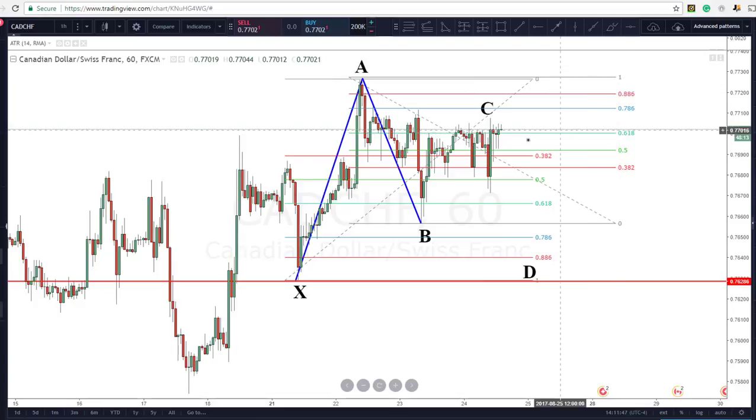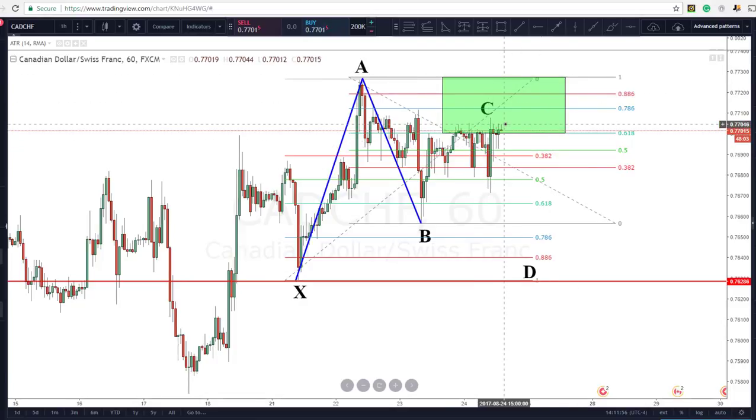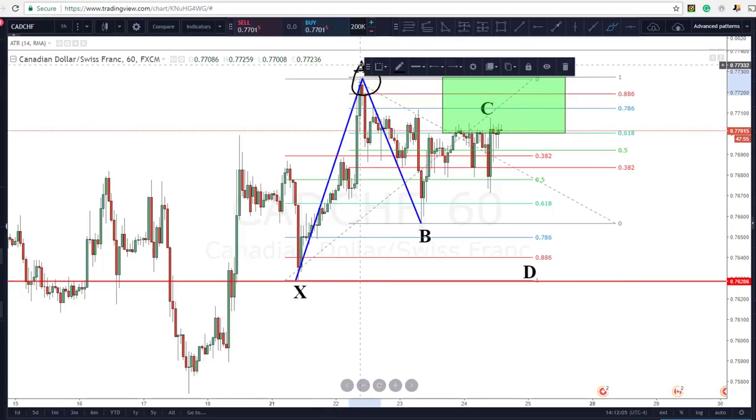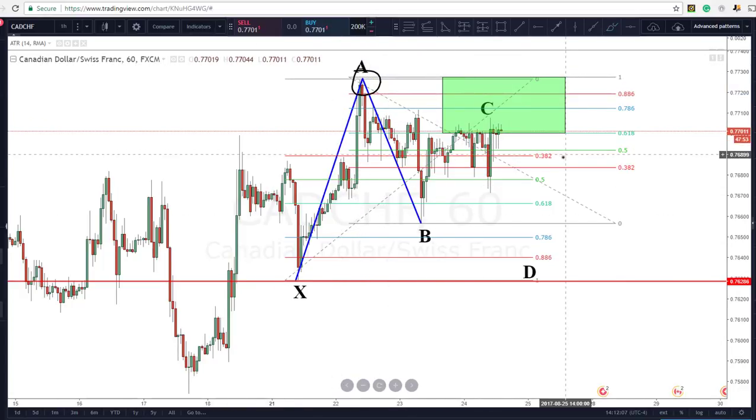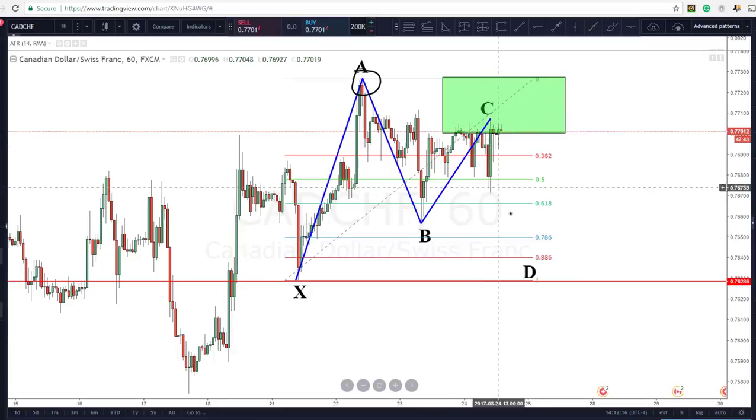And for that C point, we need a retracement that touches this 618, but does not go beyond A. It cannot touch A. So as long as we have a wick that touches the 618 retracement, but does not touch A, our previous swing high here, then we have a valid C leg of the move. So let's draw that in. And now the next thing we look for is our completion point.